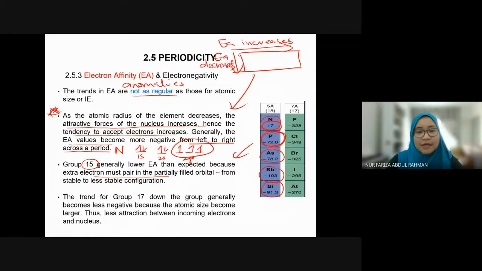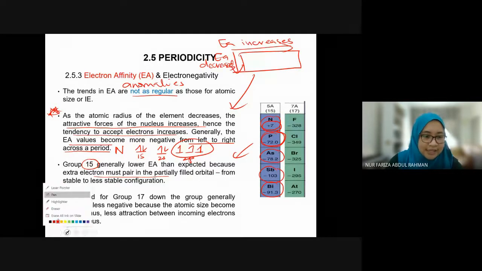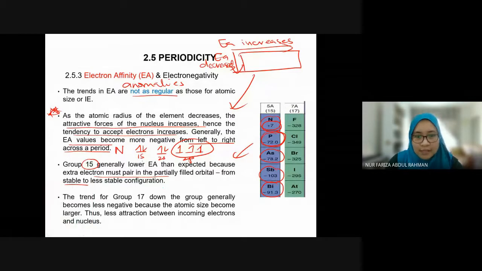Because from stable, if an electron is added here, let's use blue, say we add 1 electron there, the whole orbital becomes unstable because it is no longer half filled, it is partially filled. So this partially filled orbital is unstable. That's why it does not favor accepting electrons and also removing electrons. The ionization energy becomes higher.